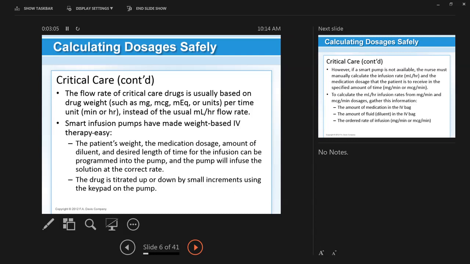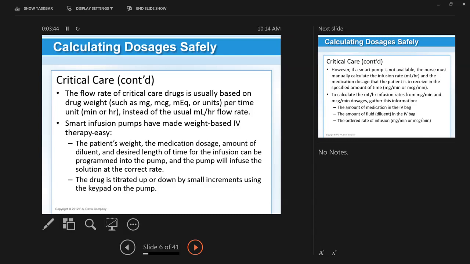So a lot of times when we look at critical care calculations, we will use a drug weight, and so we will oftentimes use micrograms or milligrams, and then this will be again with either minutes or hours. And we use this because it's a little bit more precise than using a milliliter per hour flow rate, such as we have seen used when we're infusing just normal saline or lactated ringers or more of your mainline solutions. These are very small or specific dosages of very potent medications, and so we want to make sure that we're giving the right dose.